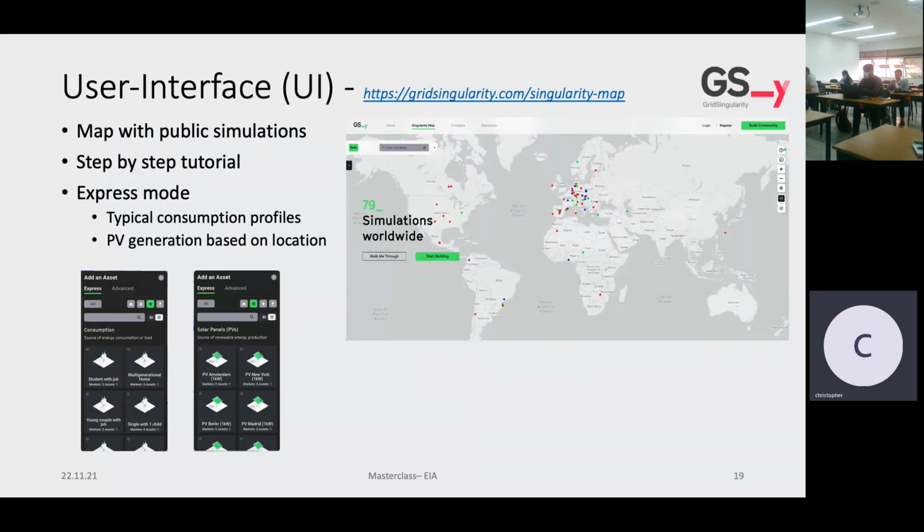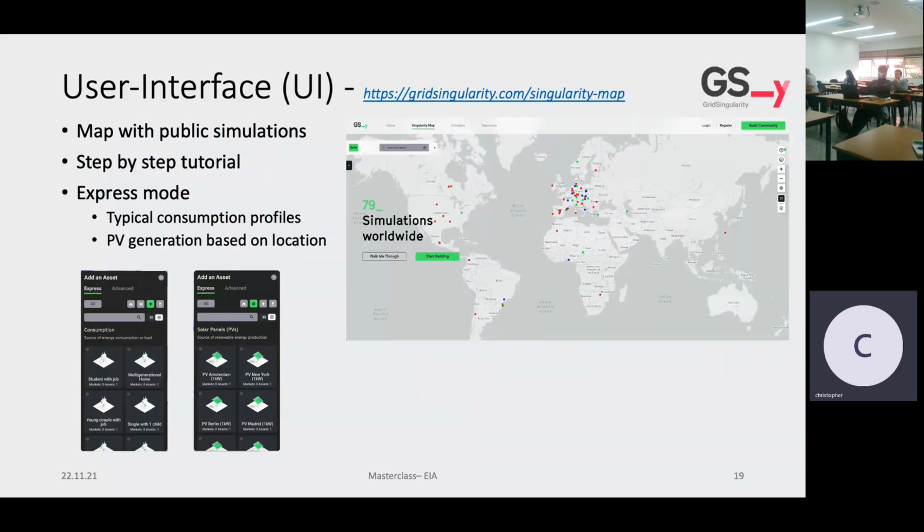So for instance, we have a template load for a student that has a night shift job. We also have template consumption for a multi-generational house, or a young couple that are both working. We also have template generation profiles based on the location. So we have by default, I think, 6 different cities, for 1 kilowatt peak. And of course, when you are using those profiles, you can scale it to your own PV installation. So if you have a 10 kilowatt PV installation, you can just select the nearest city and then scale it.